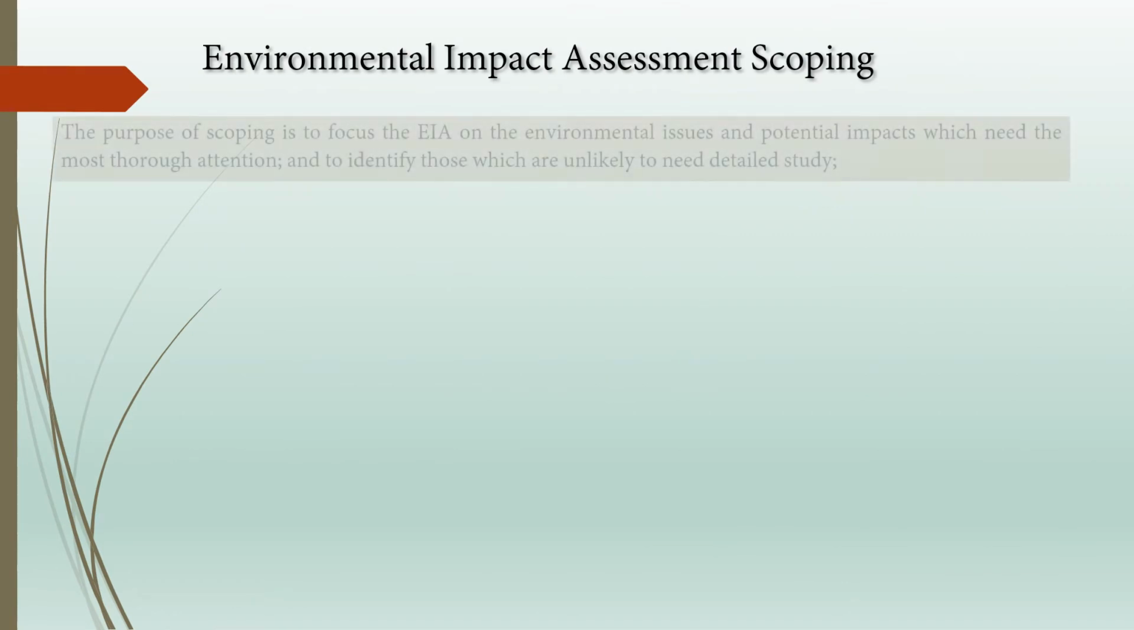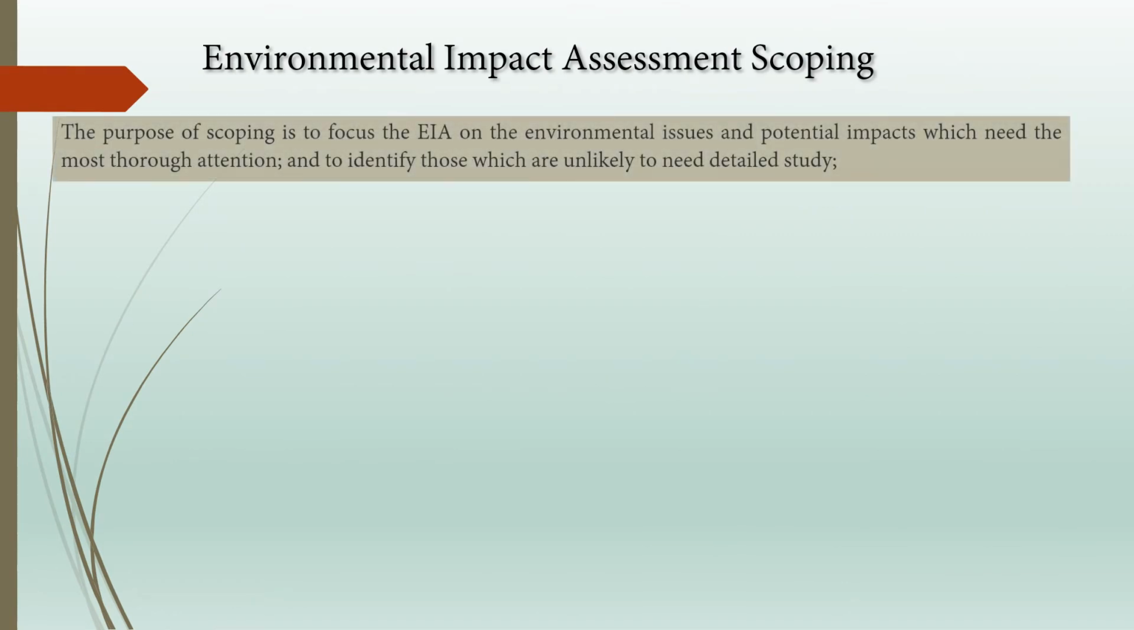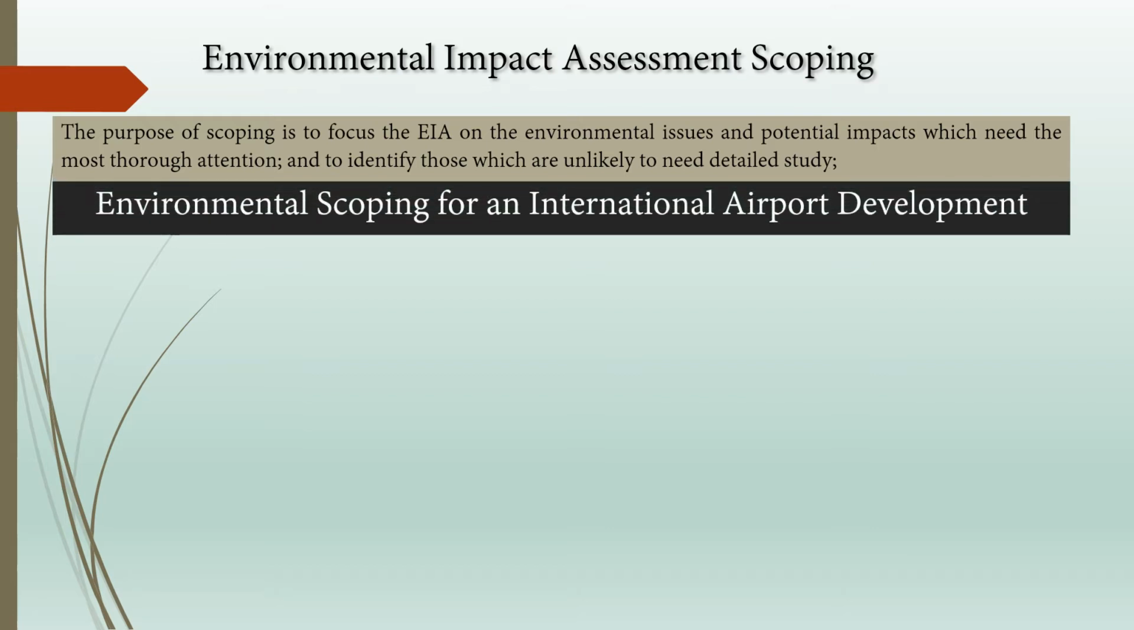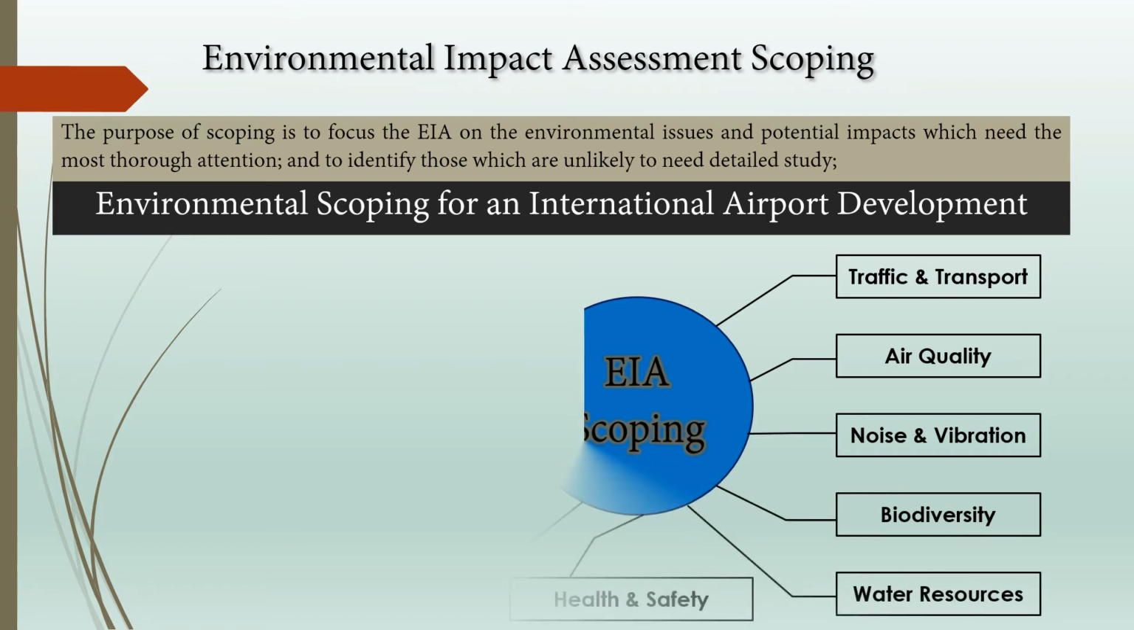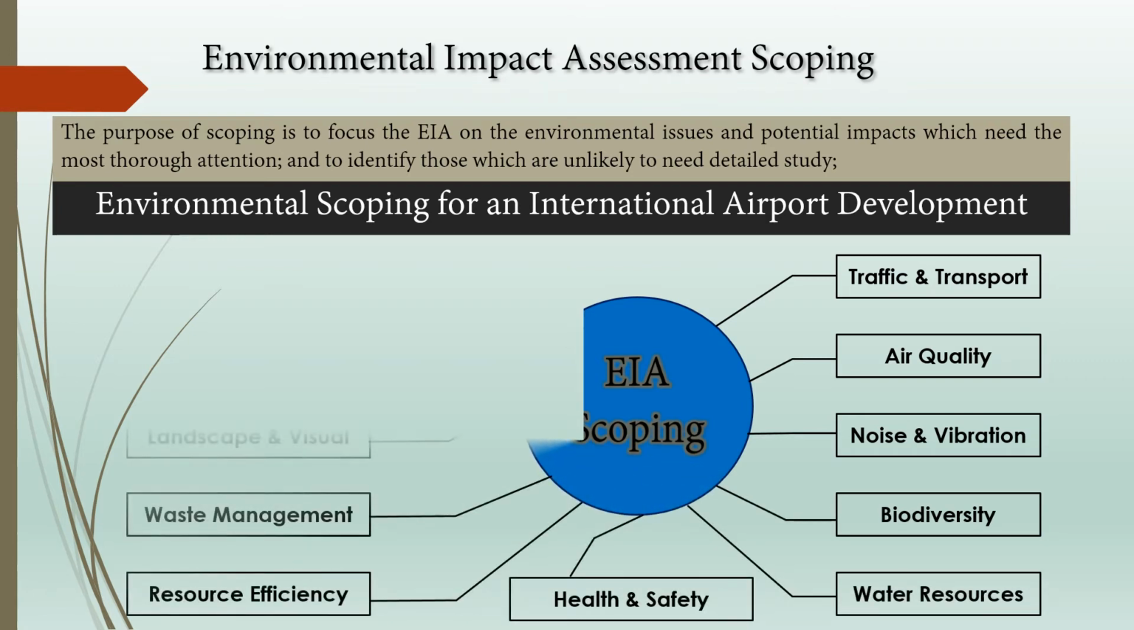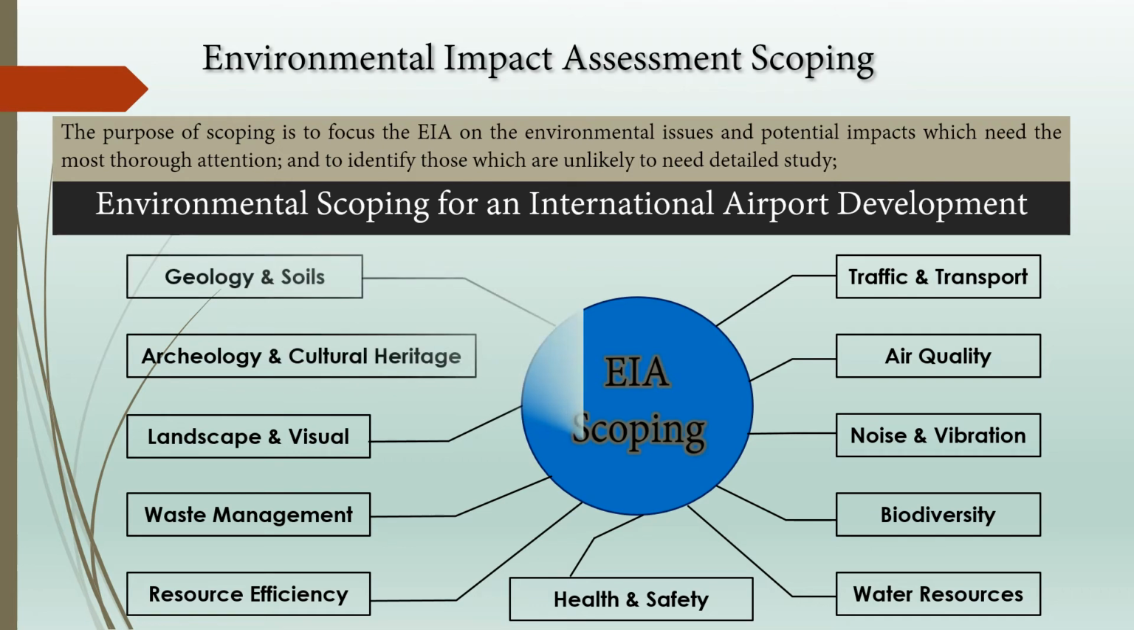Environmental impact assessment scoping. The purpose of scoping is to focus the EIA on the environmental issues and potential impacts which need the most thorough attention, and to identify those which are unlikely to need detailed study. The contents of environmental scoping for a typical international airport development project can include traffic and transport, air quality, noise and vibration, biodiversity, water resources, health and safety, resource efficiency, waste management, landscape and visual, archaeology and cultural heritage, and geology and sites.